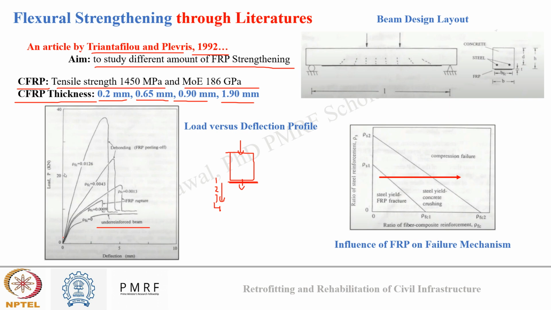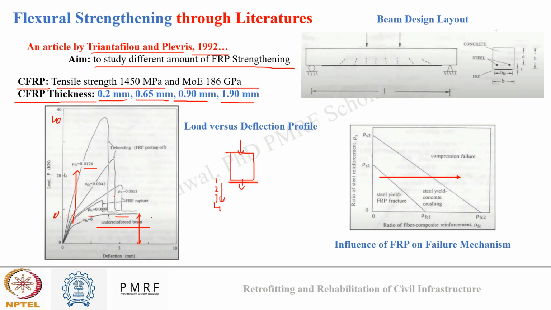So you can see in the beam where there was no FRP, it was not able to take much load, and there was a lot of strain at a very low value of load. While as the FRP thickness was increasing from 0.9 to this value, the load carrying capacity of the beam also increased. So you can see, from this value below 10, load carrying capacity increased up to near 40 kilonewton.